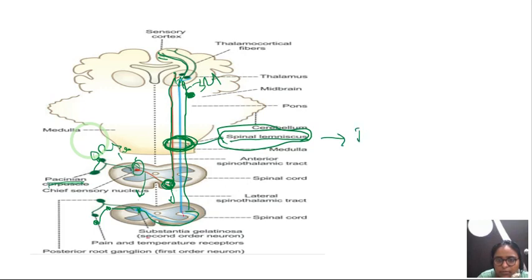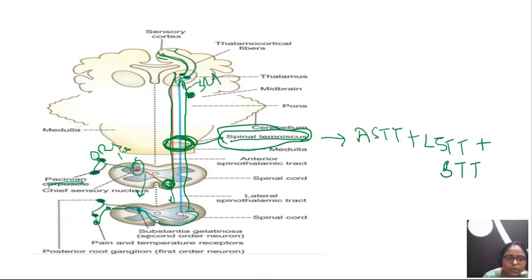Fine. This includes your anterior spinothalamic tract, your lateral spinothalamic tract, with the addition of your what? Good. Spinotectal tract. Simple. So now this definition is also clear.